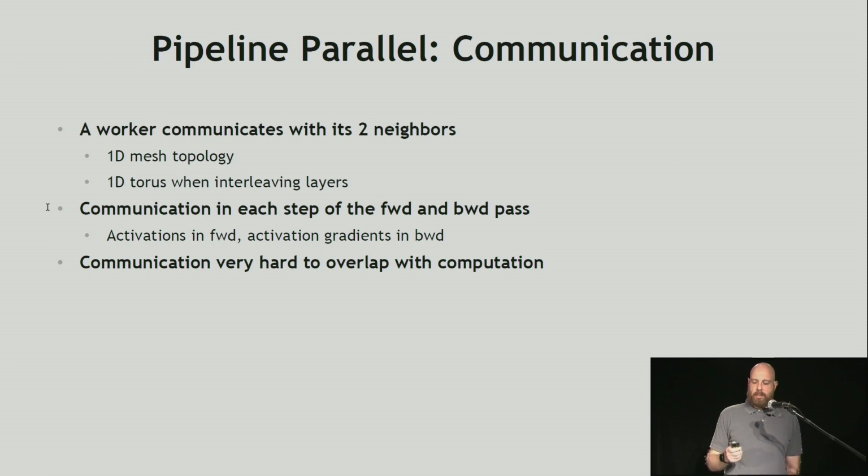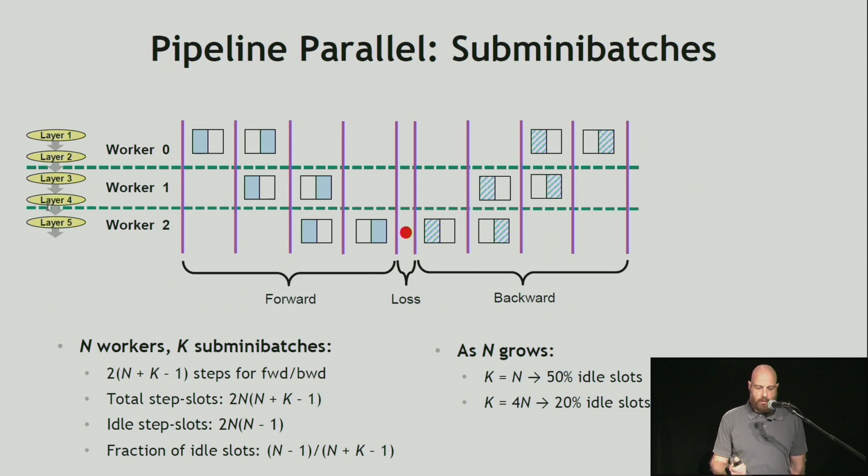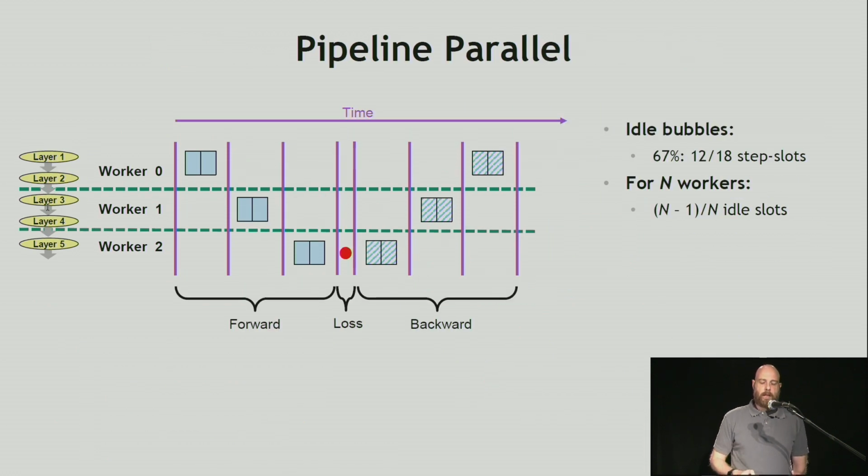And in this particular case, communication is very hard to overlap with computation. The reason for that, if we look at the simplified diagram here, is that a worker can't really start doing its work until it has received all the inputs from the preceding layer or from another worker. So worker 1 can't really start working until it has received all of its input from worker 0. So we can't really overlap that communication with computation if we're still doing synchronous weight updates. In some cases you can, but it gets very, very involved.